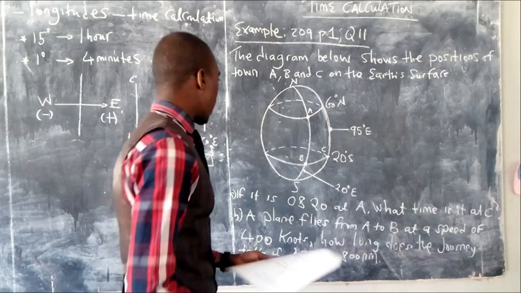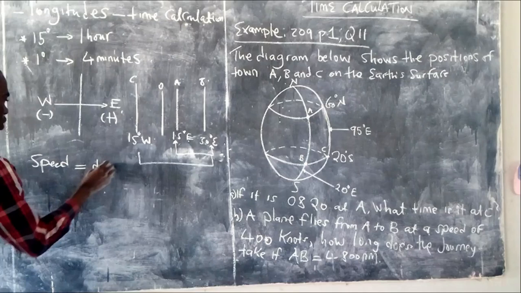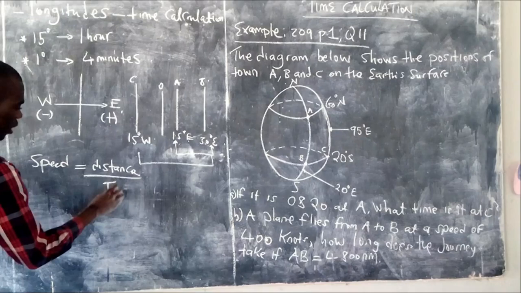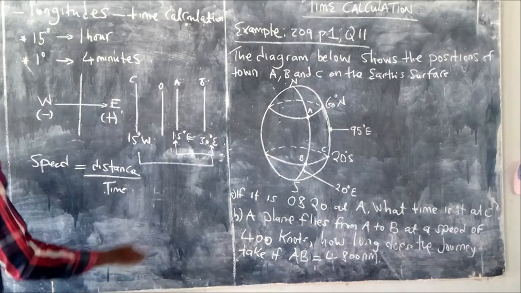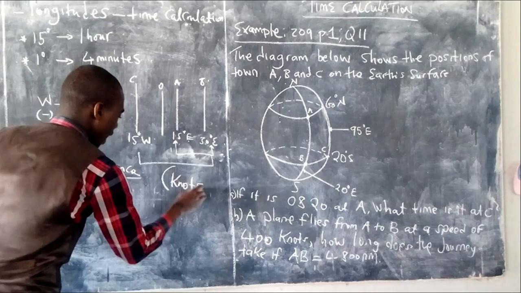Alright, so let's see now if we can also comment on speed. Usually when you're dealing with speed, we use the same formula that we always know. Speed is equal to distance over time. So speed is equal to distance over time. Now, when it comes to Earth geometry, the speed is usually recorded in what we call knots. Speed has the unit knots. So these are the knots that we use.